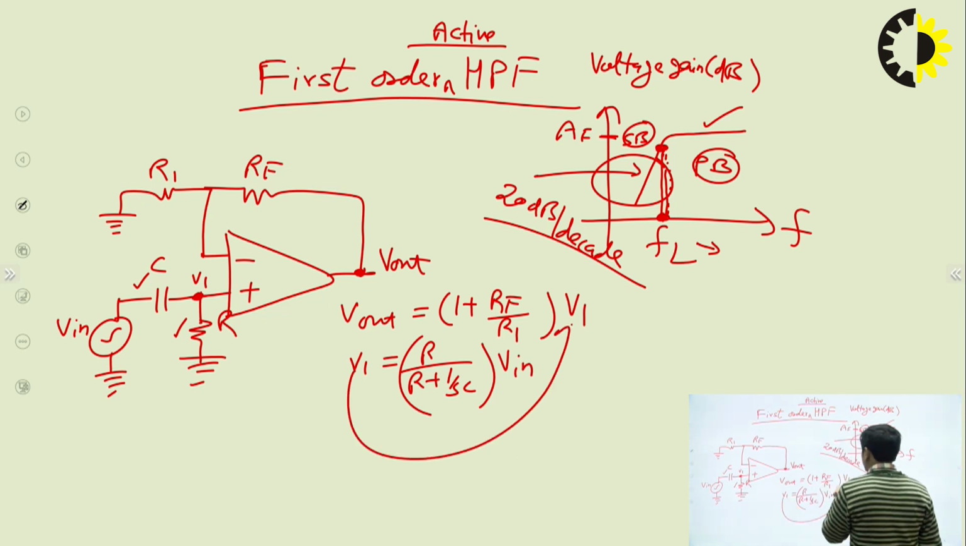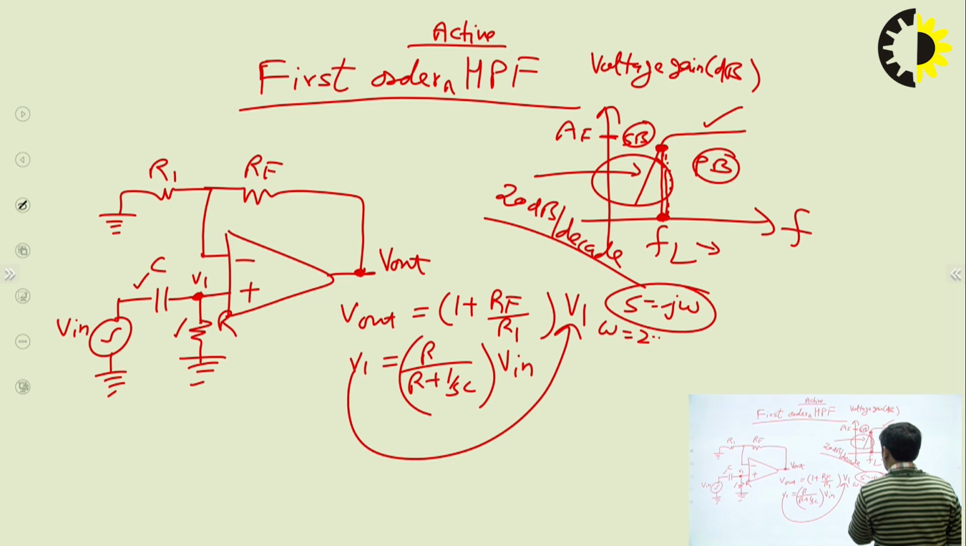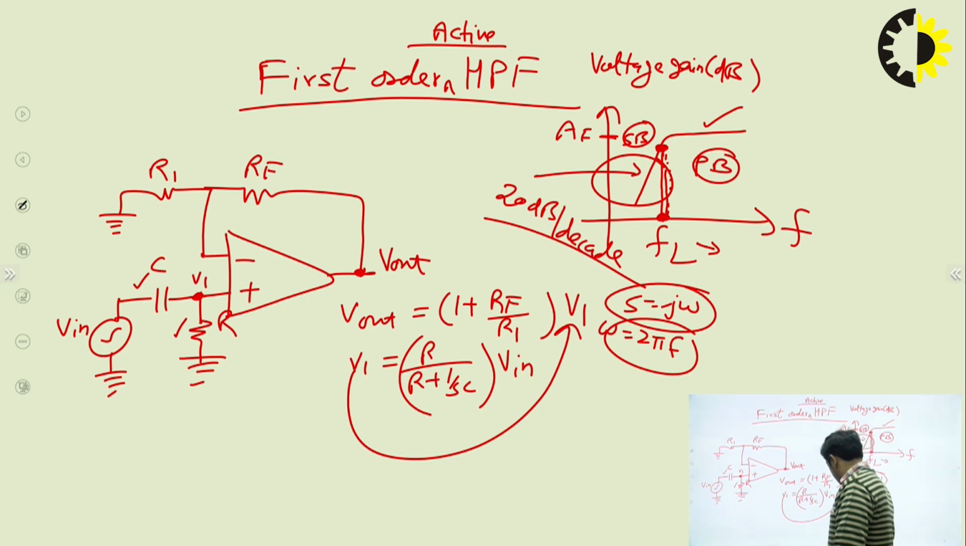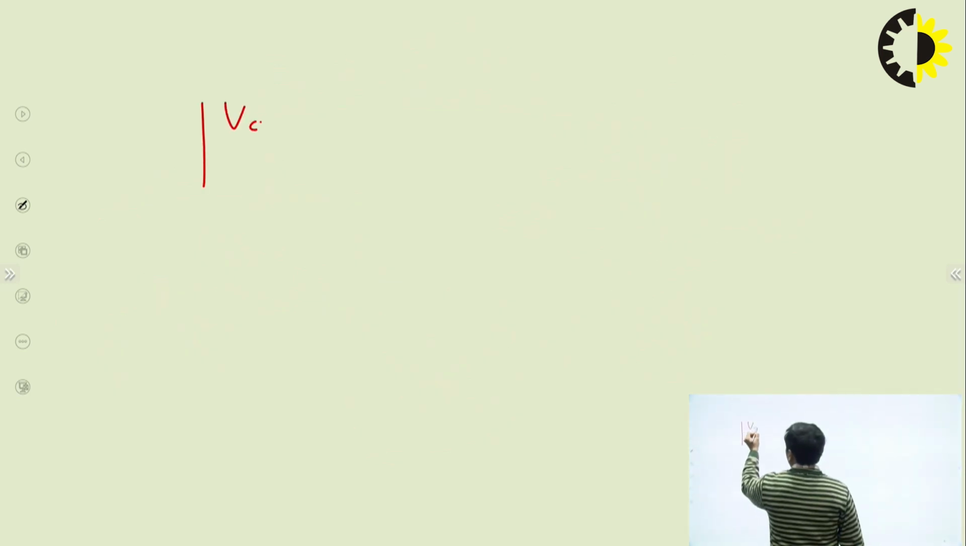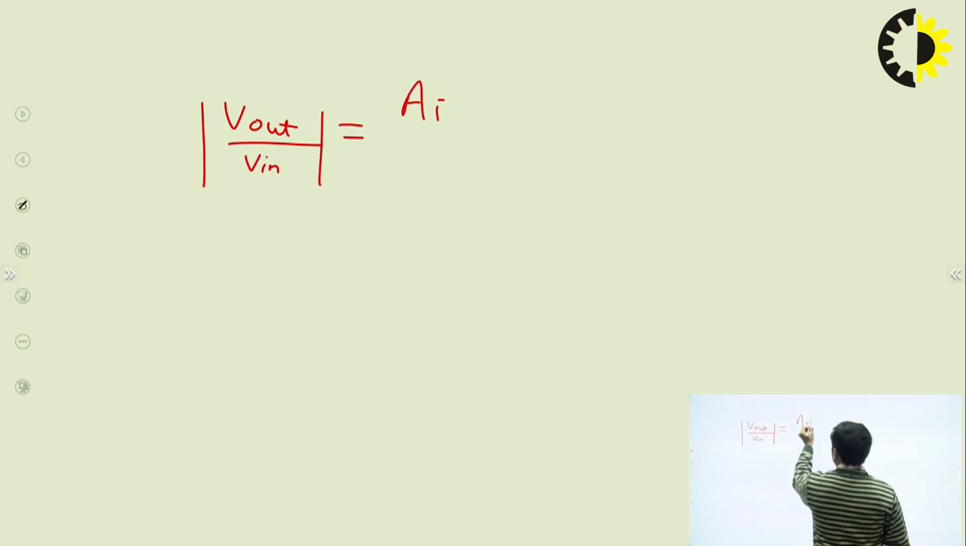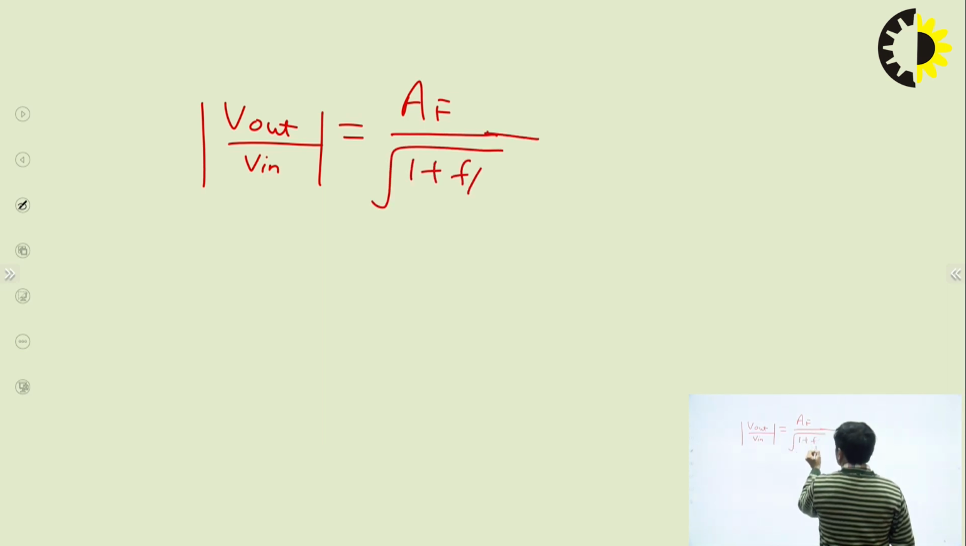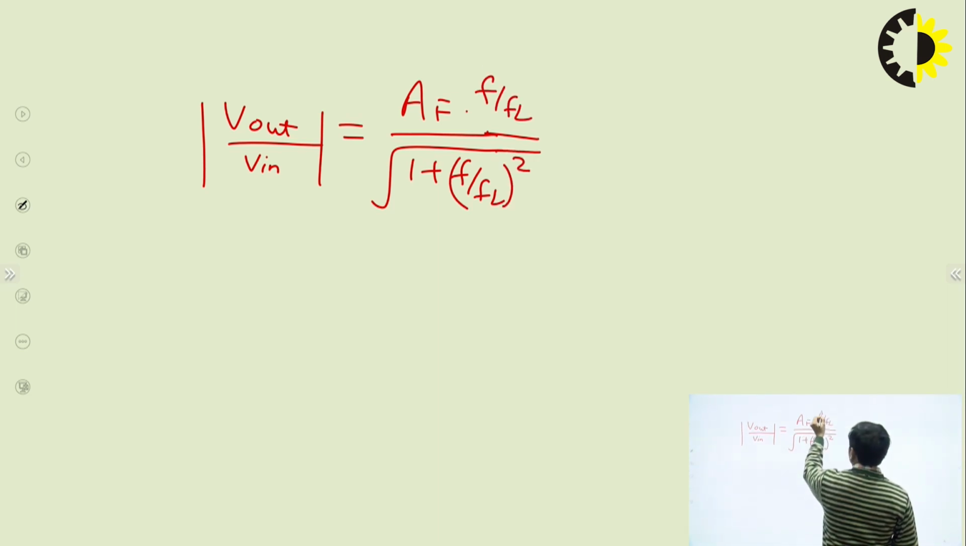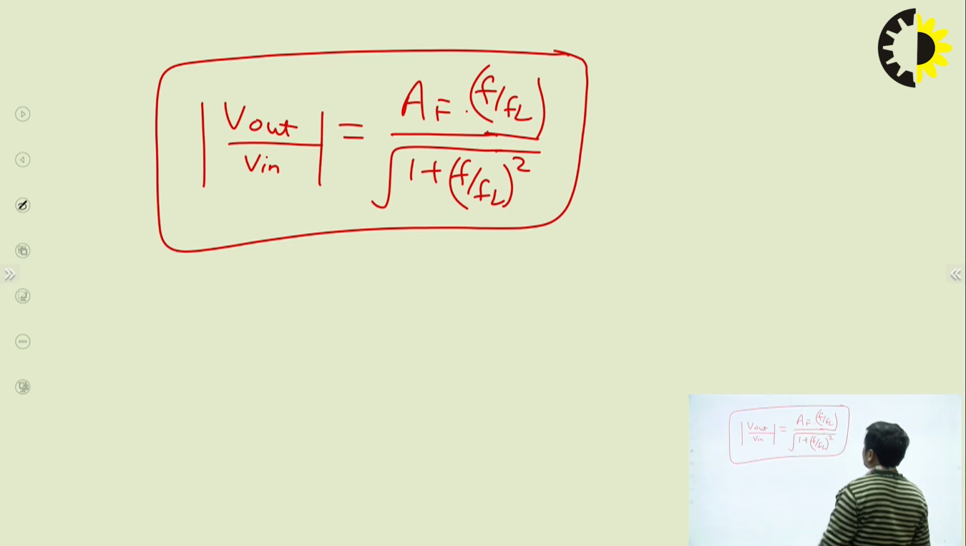Now just put this V1 into the above equation, and after that put S equal to j omega and omega equal to 2 pi F. Fine. After doing this, you can get mod V out upon Vin equal to AF upon under root 1 plus F by FL square, but in the numerator there is one more term, that is F by FL. So this is the voltage gain for the first order high pass filter.